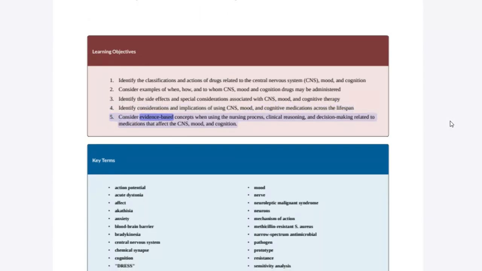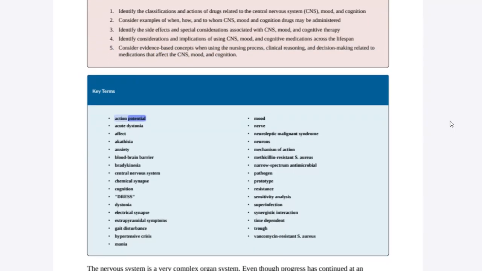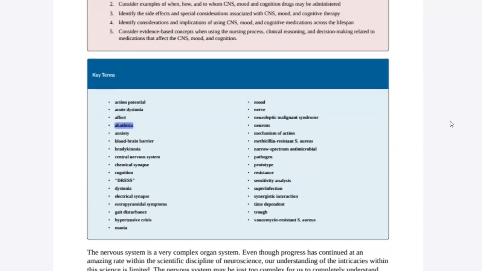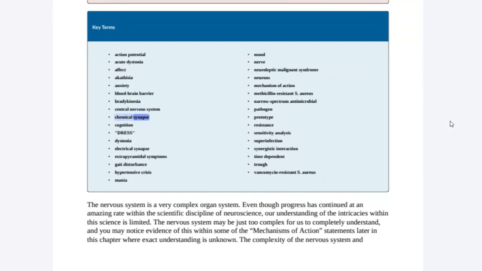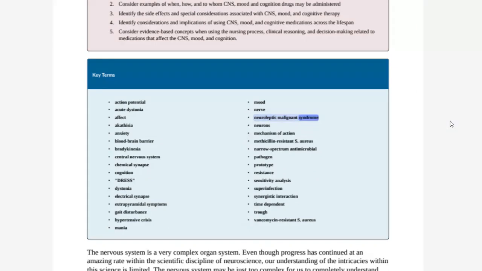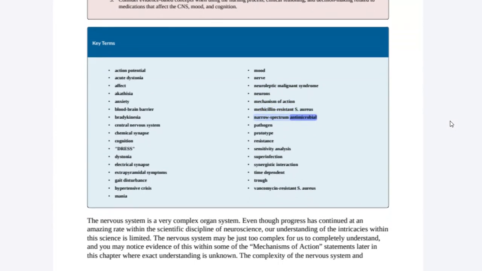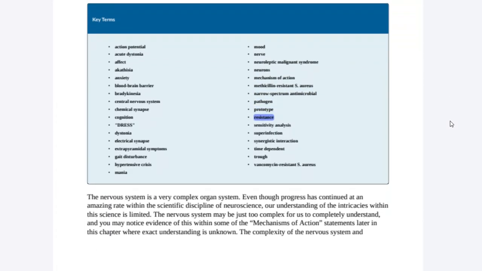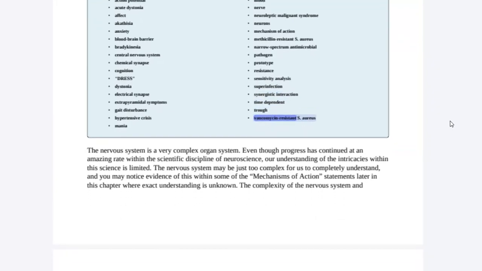5. Consider evidence-based concepts when using the nursing process, clinical reasoning, and decision-making related to medications that affect the CNS, mood, and cognition. Key terms: action potential, acute dystonia, affect, akathisia, anxiety, blood-brain barrier, bradykinesia, central nervous system, chemical synapse, cognition, dystonia, mood, nerve, neuroleptic malignant syndrome, neurons, mechanism of action, methicillin-resistant S. aureus, narrow-spectrum antimicrobial, pathogen, prototype, resistance, sensitivity analysis, superinfection, synergistic interaction, time-dependent, trough, vancomycin-resistant S. aureus.